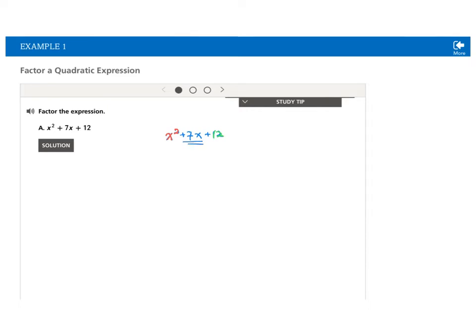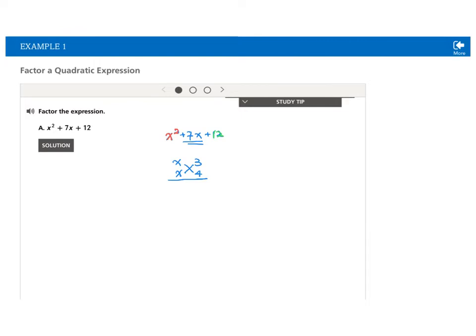So how do I do that? What I do is I factor the first term vertically. X squared can be rewritten as x times x, right? And 12, how can I break up 12 and somehow have a 7? So there's a pair of factors that's 3 times 4. That looks pretty good to me. So I write it out vertically as well.